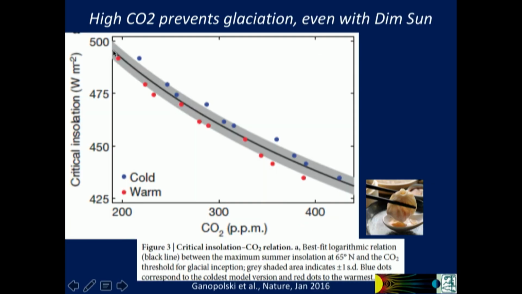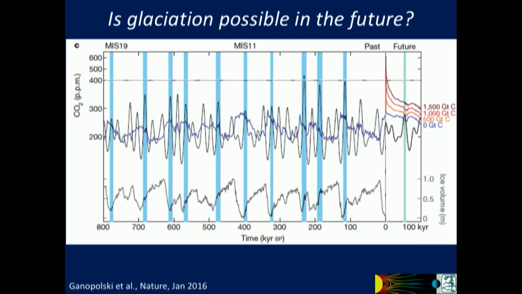So they did a study of lots of epochs to find out how high your CO2 can be and you can still get a glaciation. And if you have a dim sun, if your sun is too dim, you're not going to get a glaciation. I mean, if you have too high a CO2, even a dim sun is not going to give you a glaciation. That's where we're at. So is glaciation possible in our future?